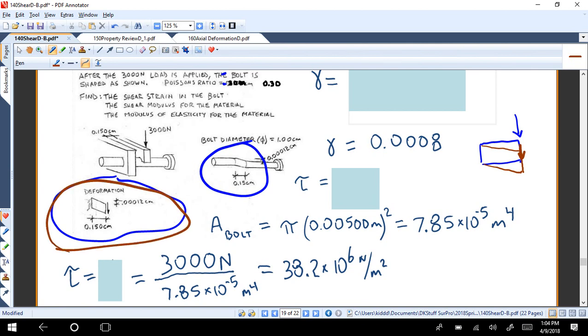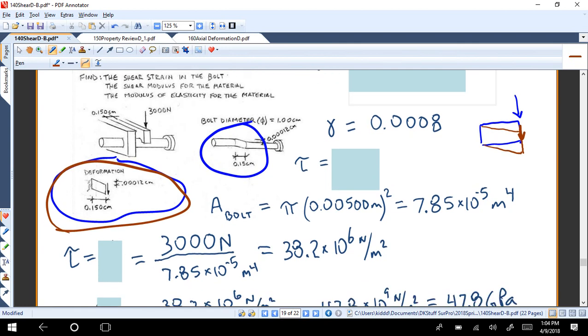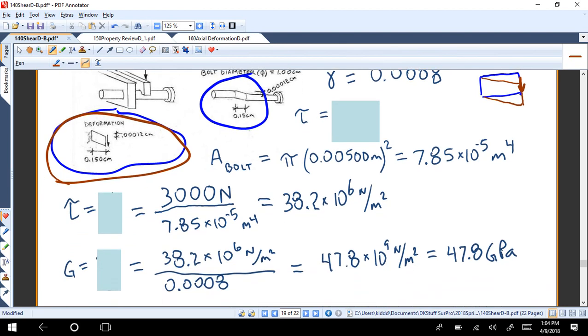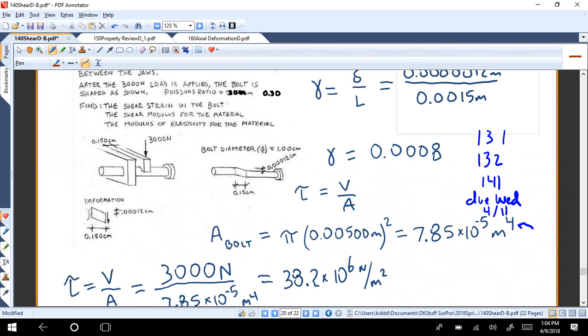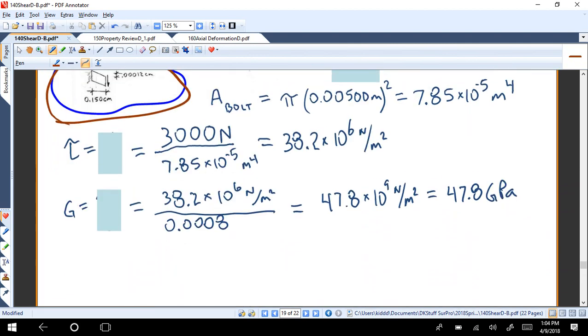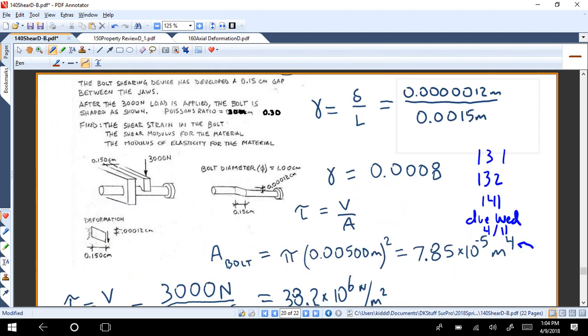So what happened was it deformed, which is delta, by 0.000012, and that original length across was 0.15 centimeters, and you could convert that into meters or not. As long as the units on the top and bottom are the same, you're fine there. So I just converted to meters, so I got 0.000012 meters divided by 0.0015. And come up with the shear strain right there.